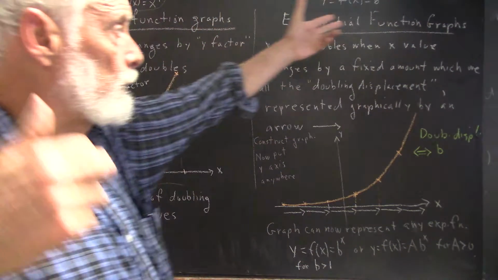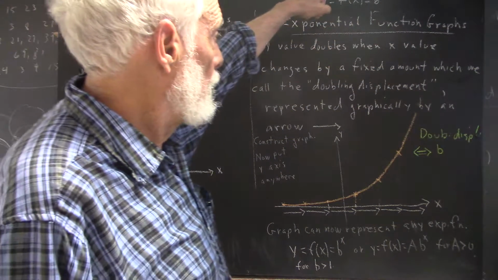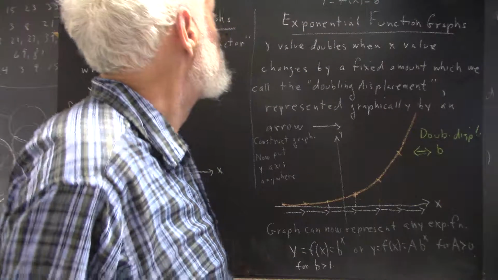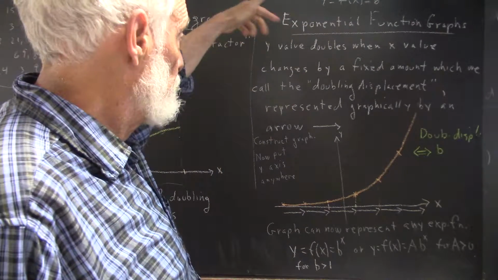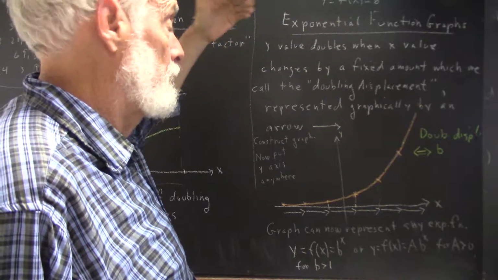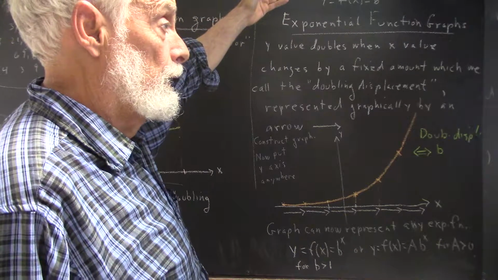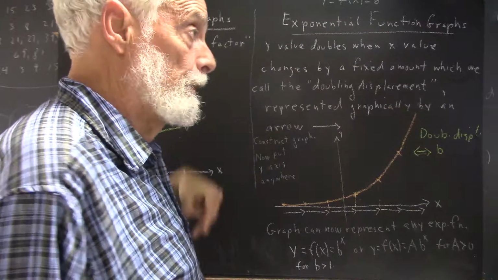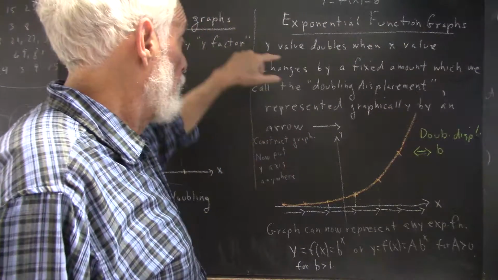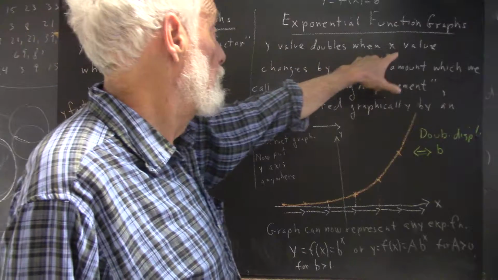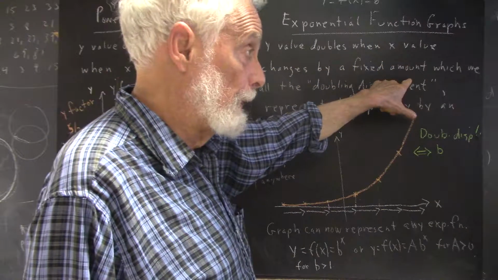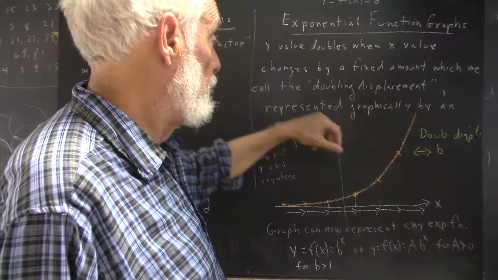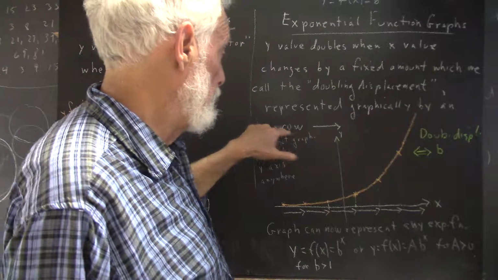Briefly, an exponential function has the form y equals f of x equals b to the x for some positive number b. And it has the rule that an exponential function can be defined as a function whose graph has this characteristic. The y value doubles when the x value changes by a fixed amount. And we're going to call that fixed amount the doubling displacement and represent it graphically by an arrow.